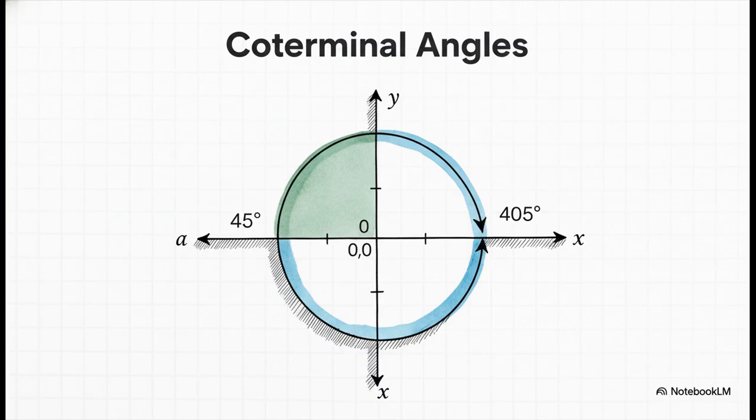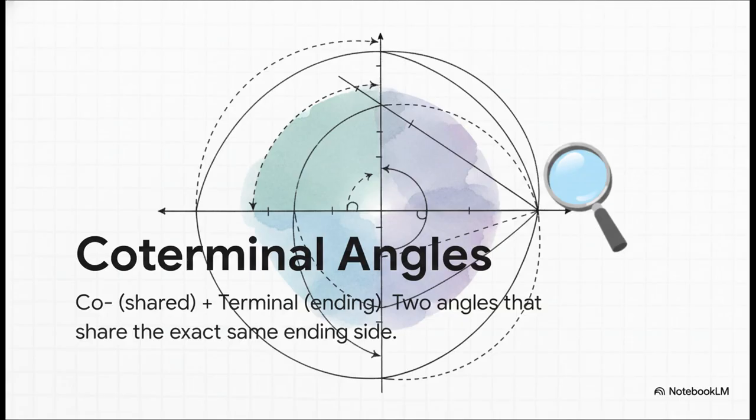Angles that start in the same position and end in the same position, no matter how many extra laps they did along the way, have a special name. We call them coterminal angles. And you know what? The name itself basically gives the whole game away. Co means shared or together, and terminal means ending. So coterminal literally just means shared ending. It's that simple. They land on the exact same line.